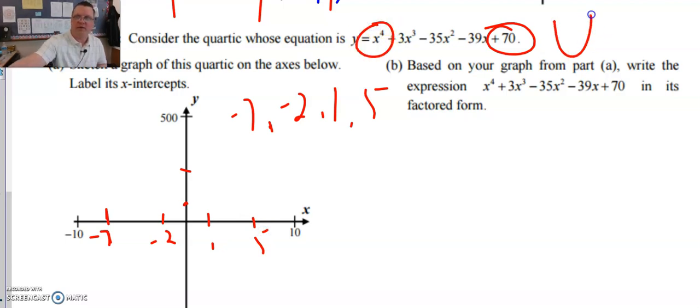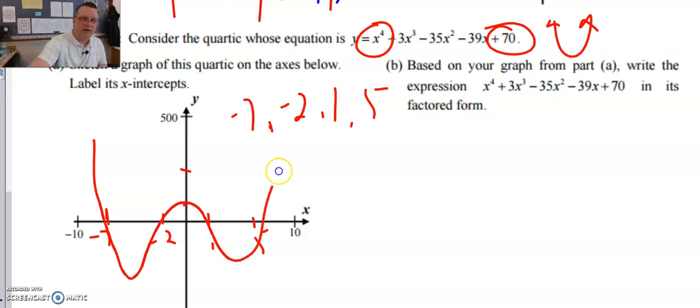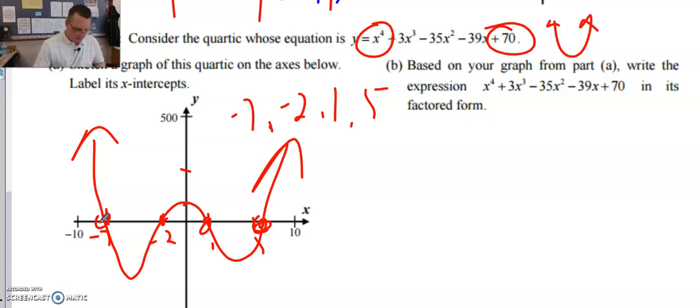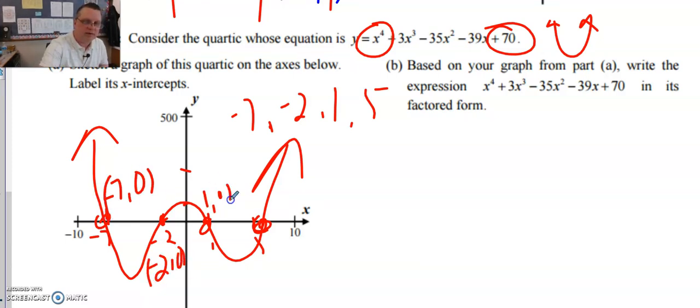X to the fourth, and the behavior goes up. So here we are. It should be through this point here. There they are. Label the x-intercepts: negative 7, 0; negative 2, 0; 1, 0; 5, 0. You have to label where it says to.